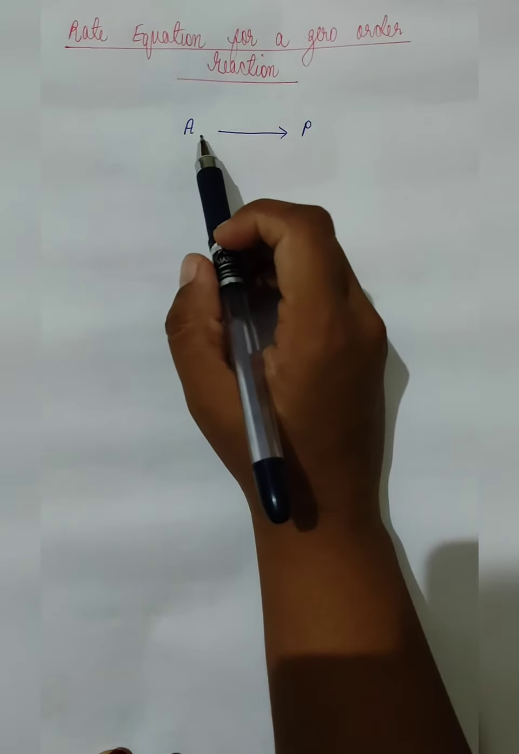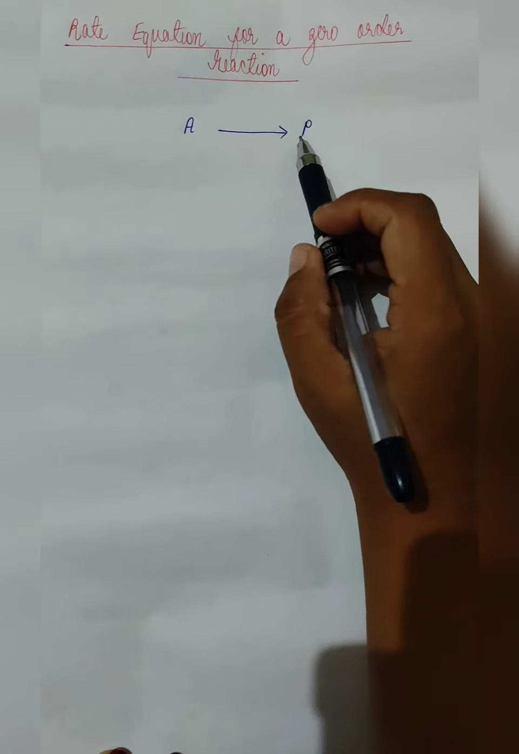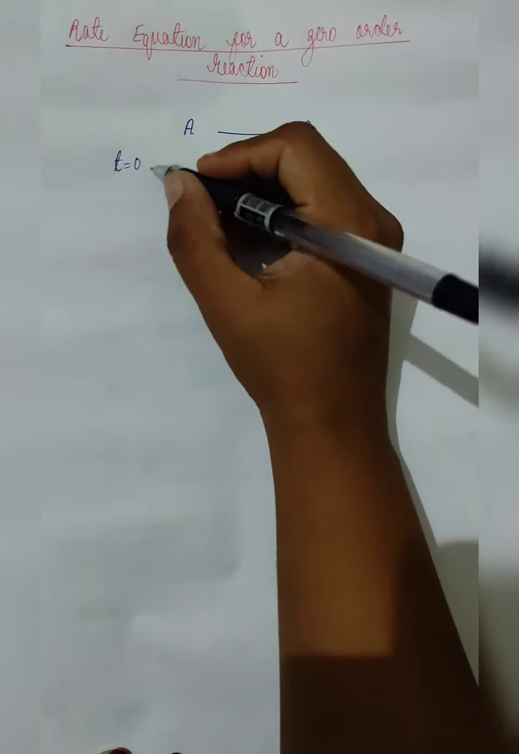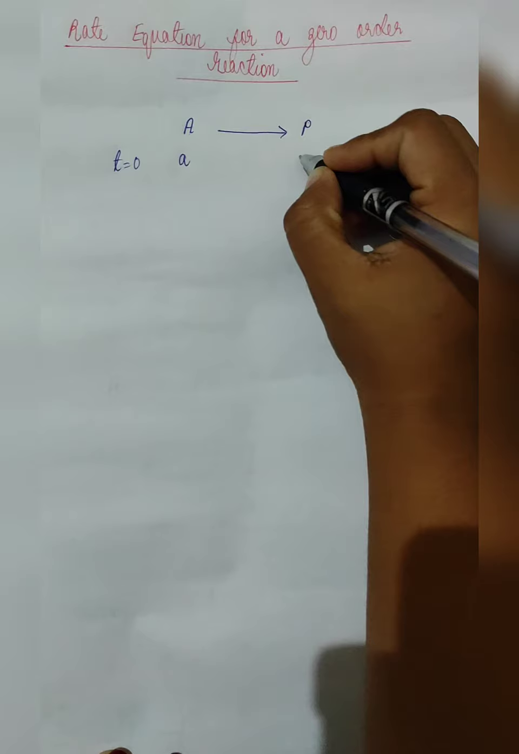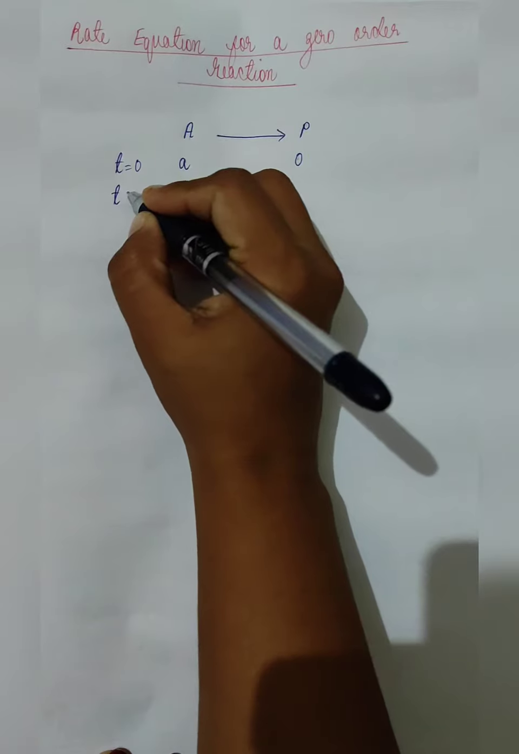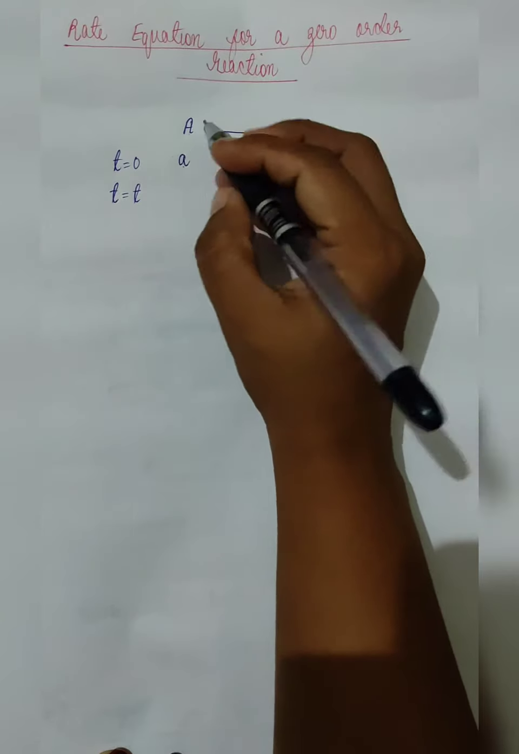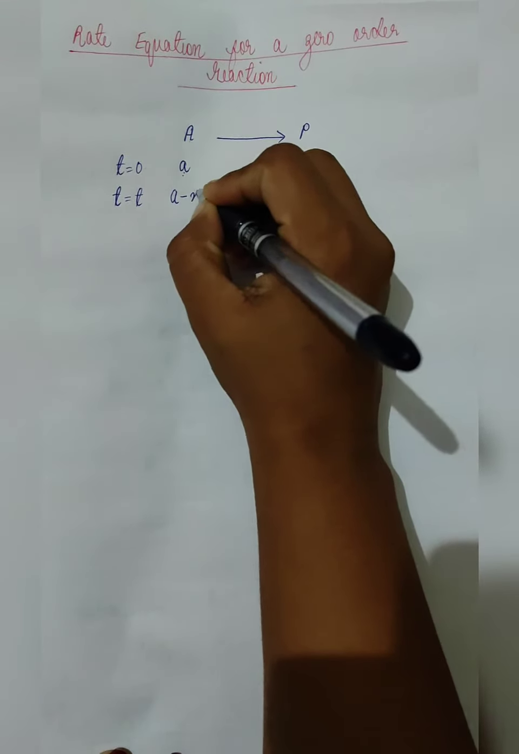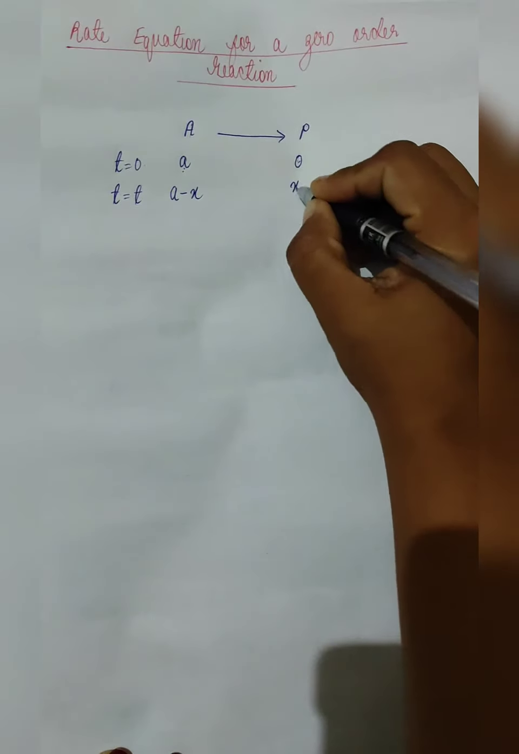Now, we know the concentration of the reactant decreases, but the concentration of the product increases. So, let us consider that the concentration of A at time 0 is a, and the concentration of product is 0. Now, concentration at time t, let the time be t. We know that the concentration decreases. Initially it was a, but with decrease in concentration it becomes a minus x. And the concentration of the product increases from 0 to x.